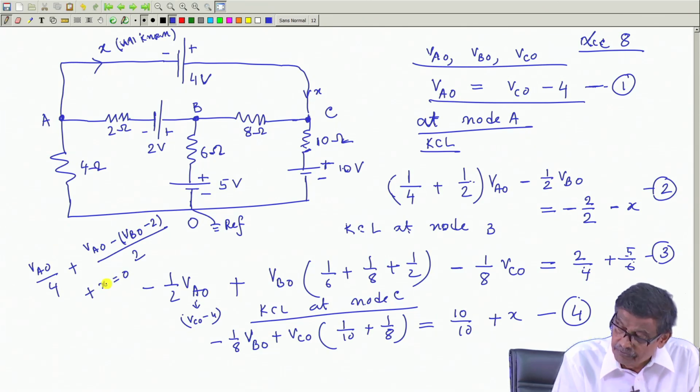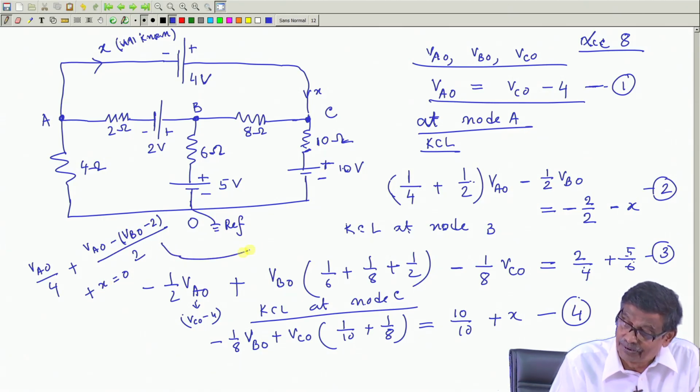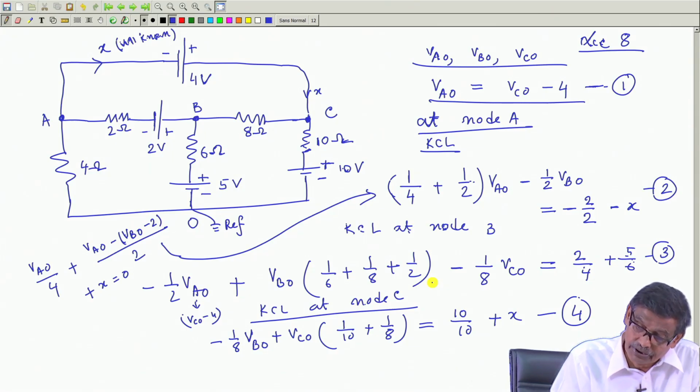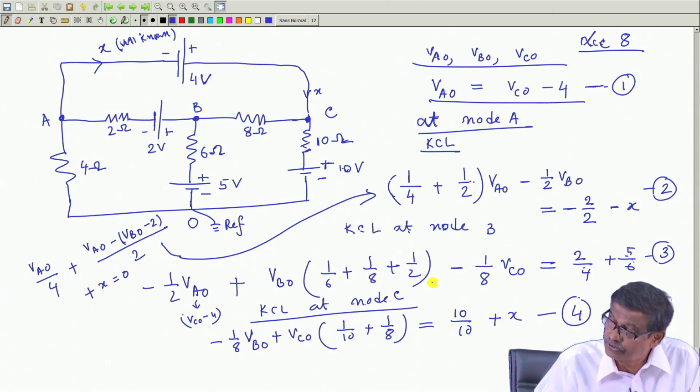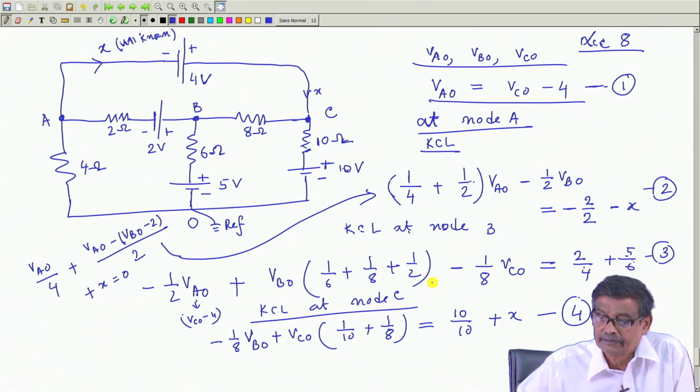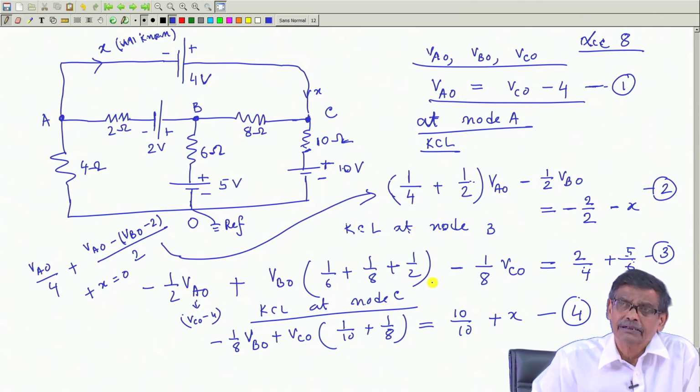So, the coefficient of V A 0 at node A will be, you see, 1 by 4 plus 1 by half. From this I have really got this. The coefficient of V B 0 will be minus half, and on the right hand side, what will it be? Plus 2 by 2 here, take it to the right hand side, minus 2 by 2, and this plus x comes here, you get minus x. So, these are the things.